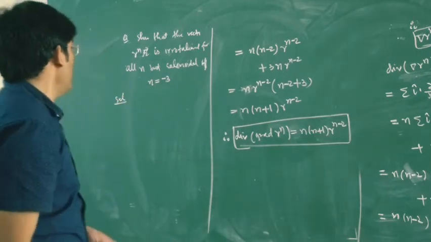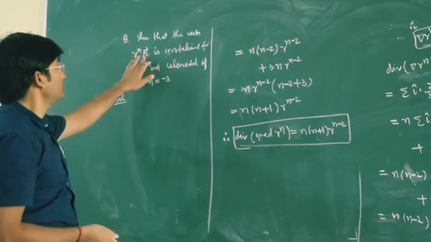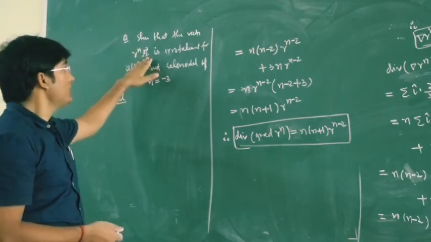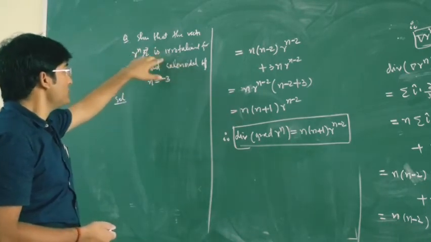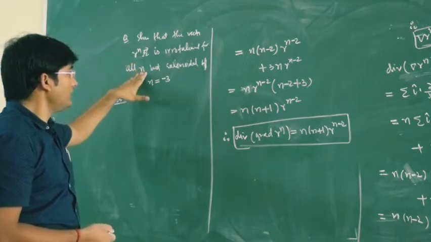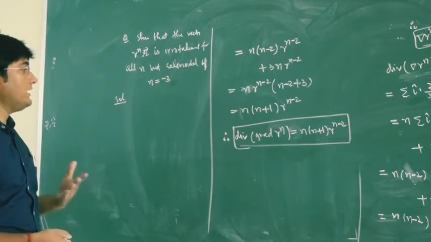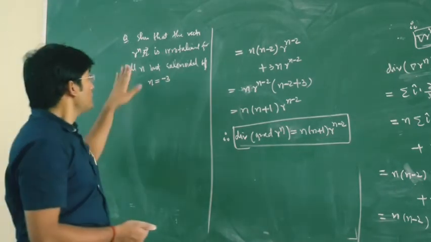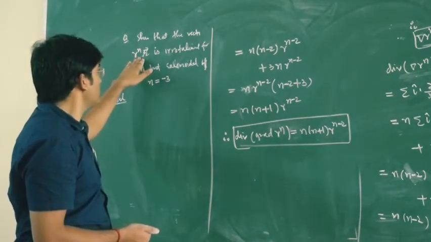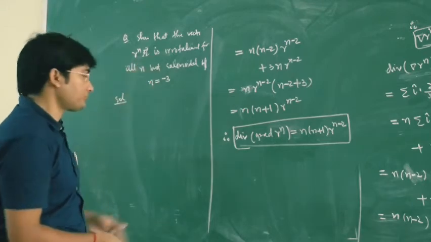Here we have to show that the vector r^n times vector r is irrotational, that means its curl is 0 for all n, but it is solenoidal if and only if n is equal to minus 3. So let us find the divergence of r^n times r.